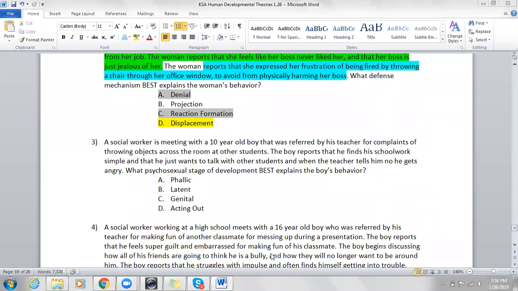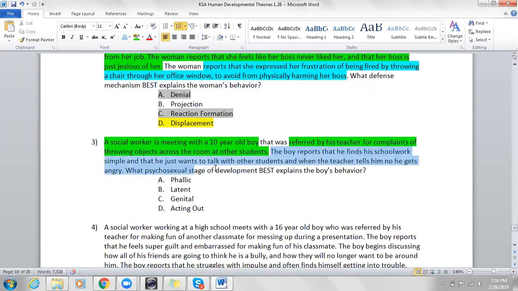So the majority think it's B, some think it's D. Let's look at it. A social worker meets with a 10-year-old lad who was referred by the teacher for complaints of throwing objects at other students. The boy reports he's bored and just wants to socialize with people. So phallic, latent, genital.